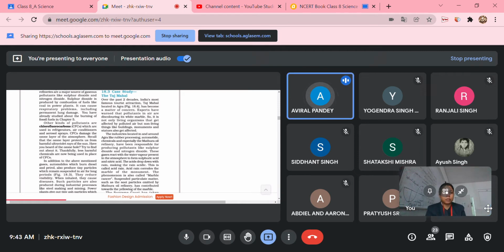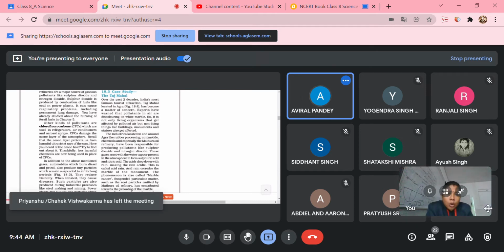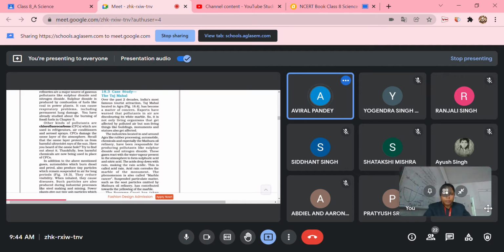Ma'am, when they burn coal and other particles to refine the oil, a large number of nitrogenous oxides and carbon monoxide are released in the air. Oxides of different non-metals are released, and they react with water vapor in the atmosphere to form acids. Then they drop down in the form of acid rain, and due to that, the marble of the Taj Mahal is corroding.